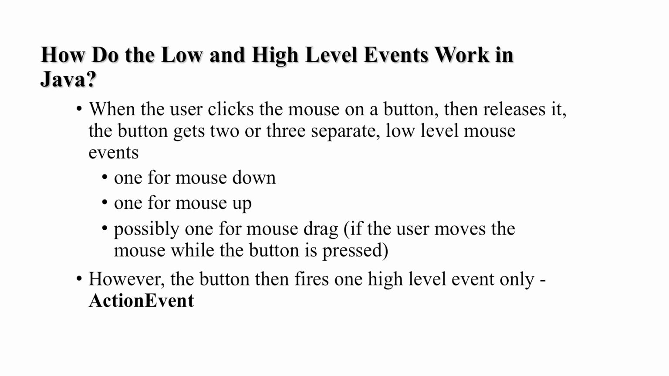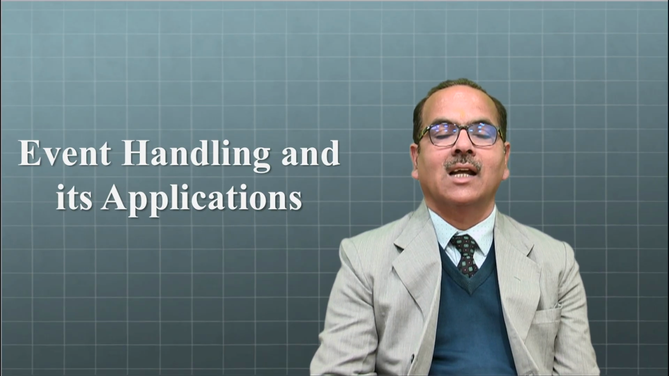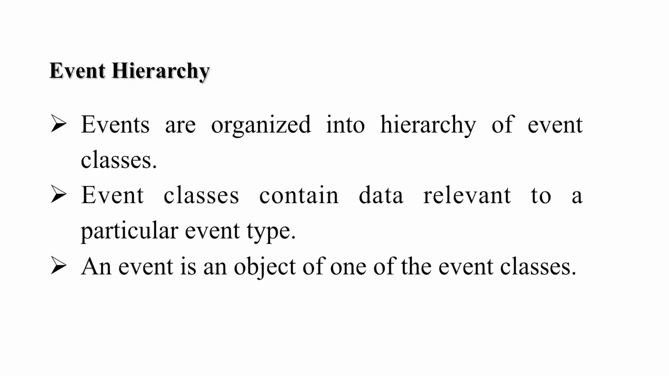Now how do these low and high level events work in Java? Whenever the user clicks the mouse and releases it, there are three separate low level mouse events: one for mouse down, one for mouse up, and possibly one for mouse drag in case the mouse is dragged while the button is pressed. And this will fire a high level event, only an action event. Action event means that when the event occurs, this class is called.